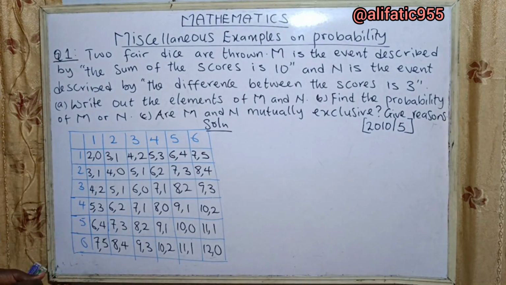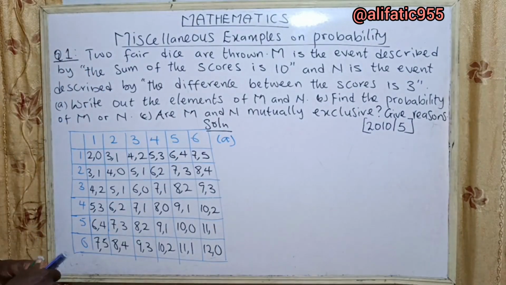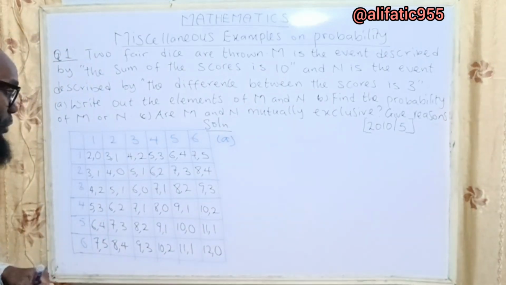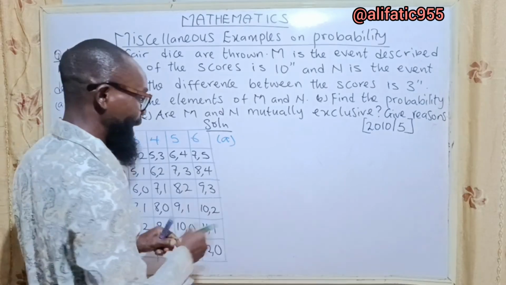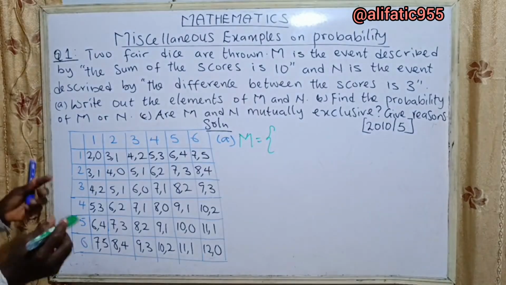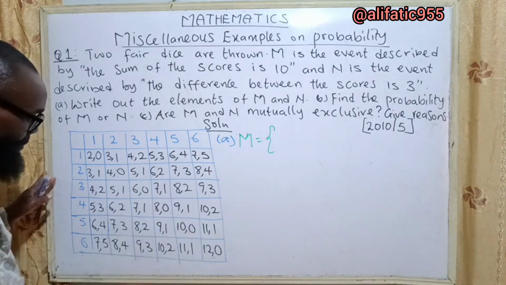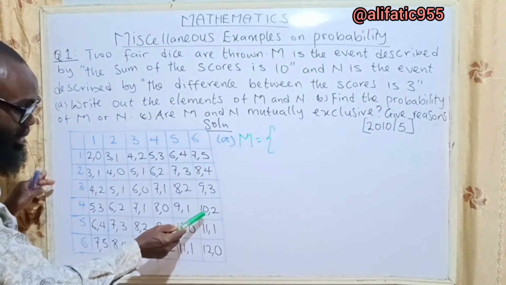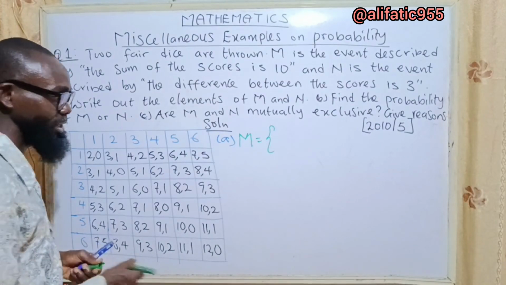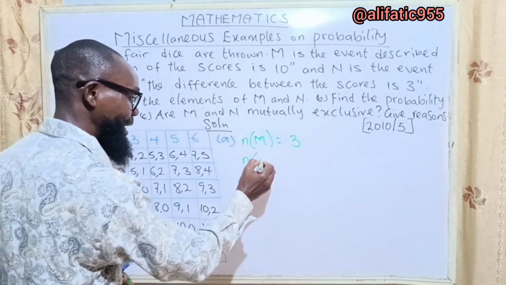Now question A says, write out the elements of M and N. And don't forget for M, the sum of the scores is 10. Their sum must be 10 for M. So let's look at 10, where we have the sum. Don't forget the sum is the first part of it, where we have 10. So this is 10. The first part of it is the sum. So we have 1 ten, the second one, and the third one. So the number of 10s that we have there, the number of M, equals 3.